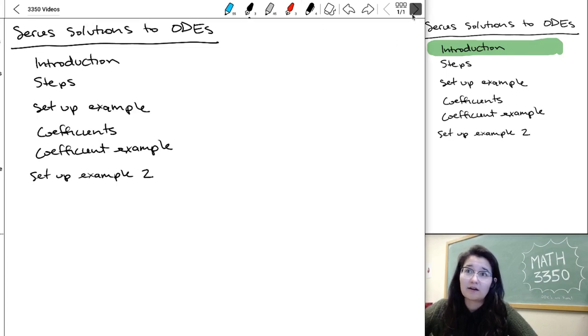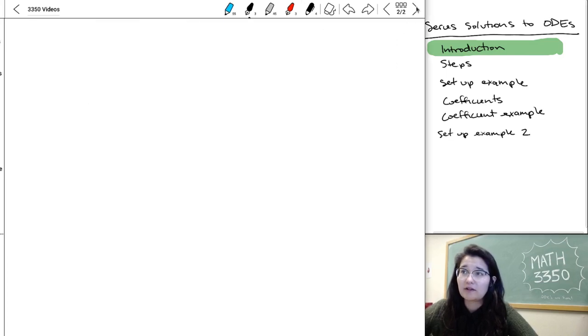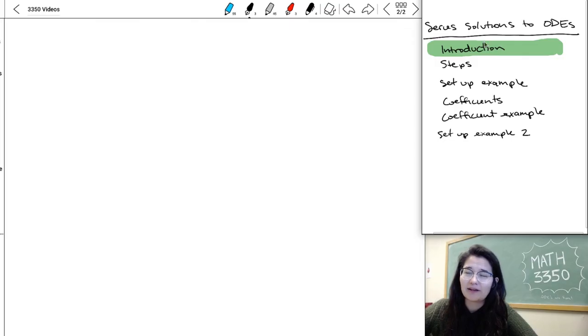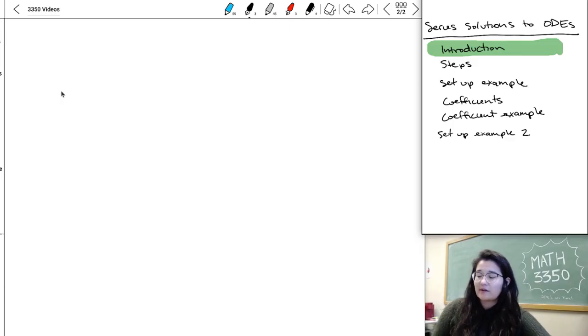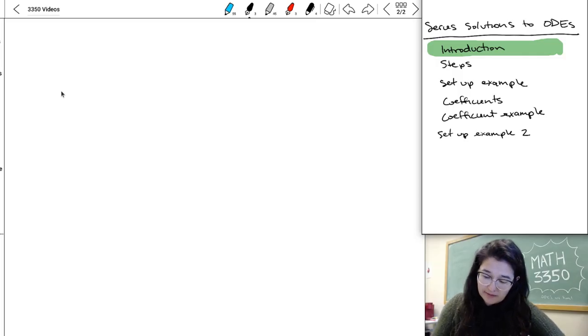Now we're ready to talk about series solutions to ODEs. Sorry, I had the outline up from when I put it on the screen. So we're going to begin with a quick introduction. It's going to be our last little bit of vocabulary so that we can state the type of problem where we can apply this approach. And then we'll go through the steps we use and some examples implementing those steps.